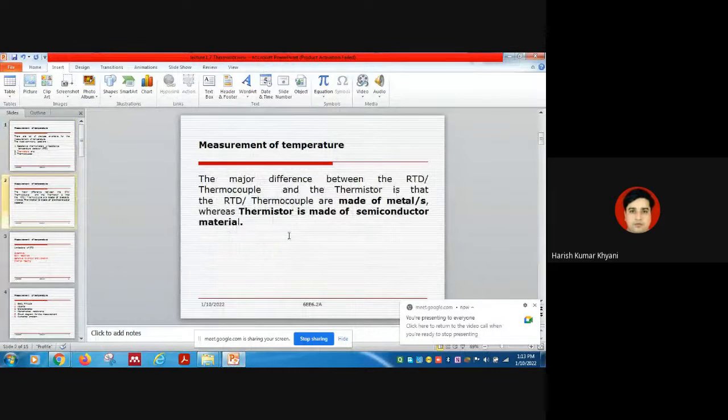So the main difference between these devices: RTD and thermocouple have a positive temperature coefficient, whereas thermistor has a negative temperature coefficient. And one more point, both RTD and thermocouples are usually made up of metals, and we all know that metals have a positive temperature coefficient, whereas thermistor is made up of semiconductor materials which have a negative temperature coefficient, right? So mainly right now we have two differences.